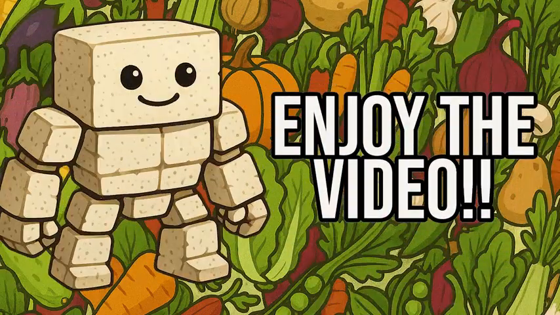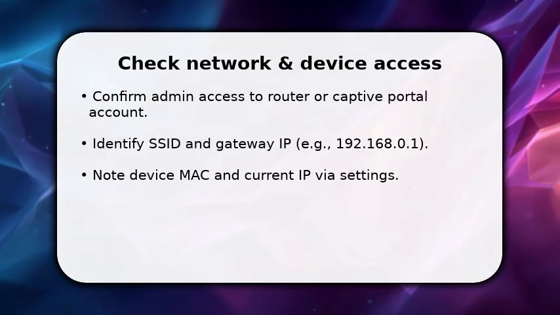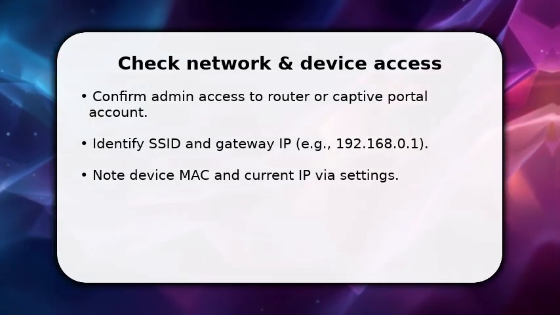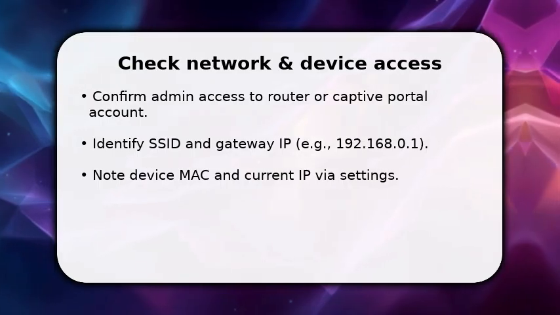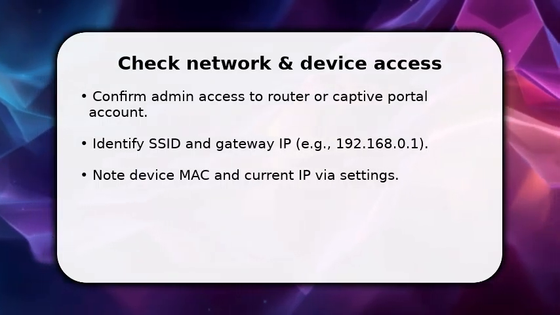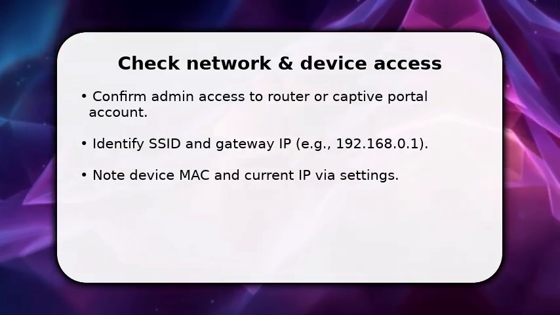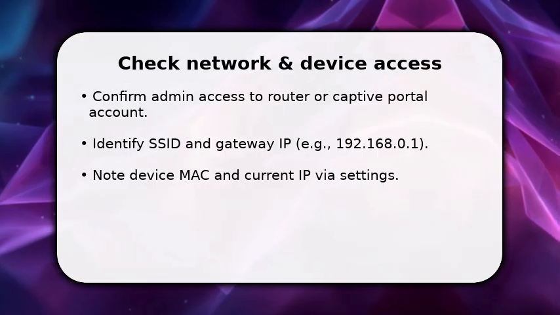Please enjoy the video. You start by confirming you have admin access and the captive portal credentials. That matters because you will change portal settings. Once you have SSID and gateway IP, open a browser and log into the router at the gateway. Make sure to note the device MAC addresses you'll exempt.